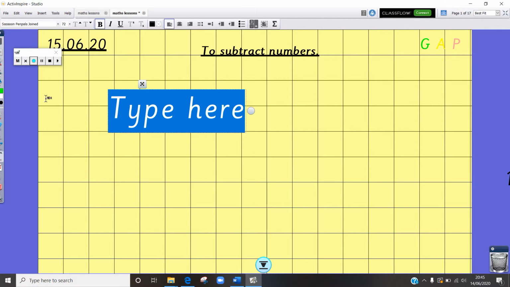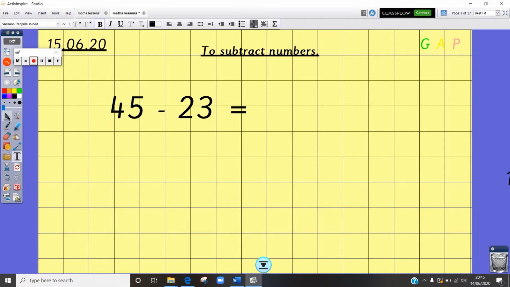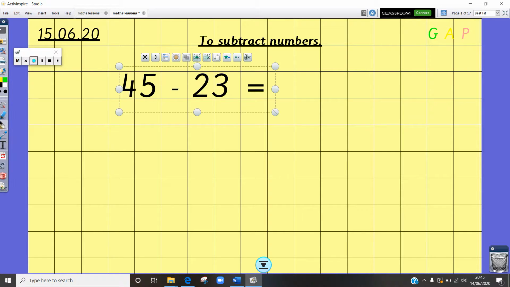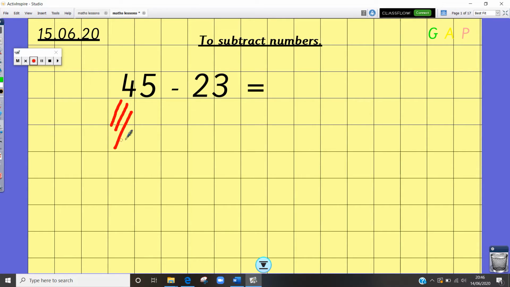So we're going to have a look first of all at the number 45, and we are going to subtract the number 23. So we need to think of a method that we can use in order to answer this question. So the first thing we need to do is look at the biggest number. The biggest number on the page here is 45, and I am going to draw 45 using my tens and units. So 10, 20, 30, 40, 41, 42, 43, 44, 45.